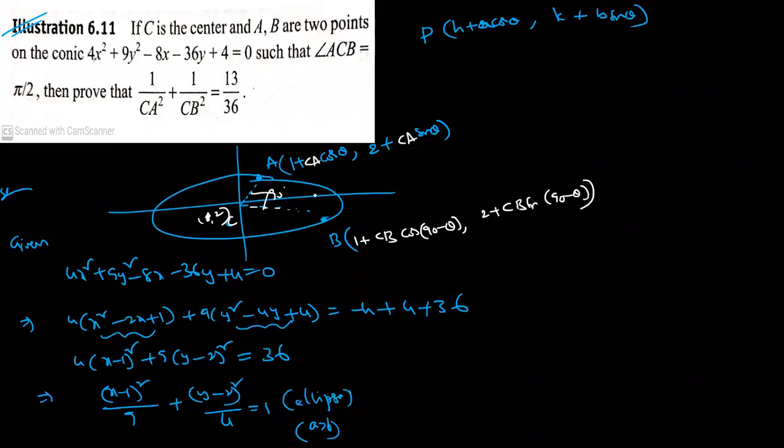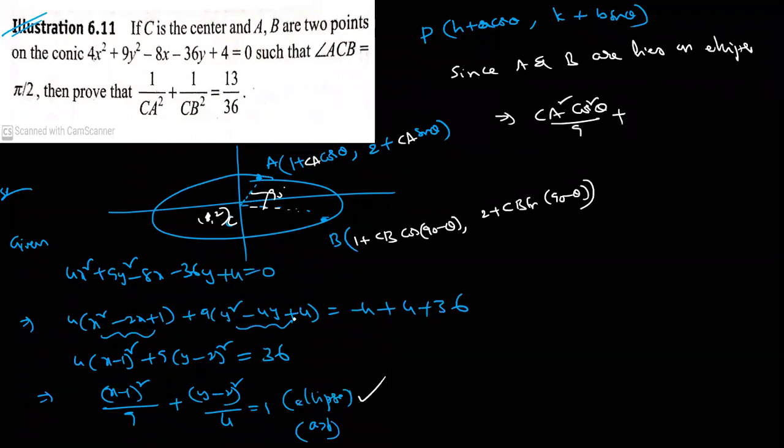So dear students, where is A, where is B? They lie on the given ellipse. Put these values in the ellipse. What answer is coming? Since A and B lie on the ellipse, what is the first condition? If A lies on it, 1 cancels. So what answer is coming? CA square cos square theta by 9, next CA square sin square theta by 4 is equal to 1. This is the 1, dear students.